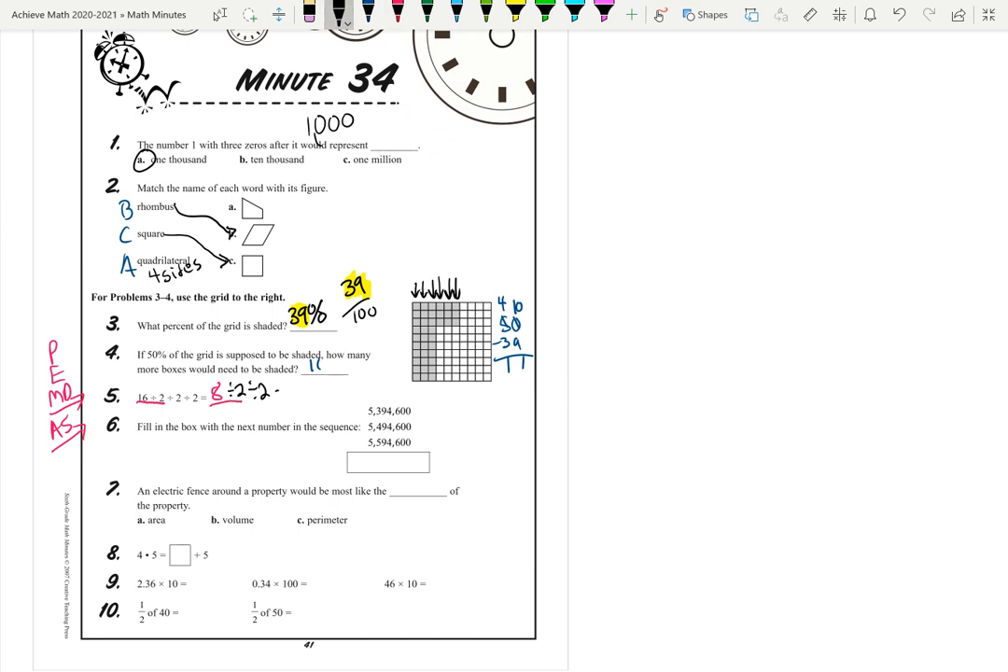Divide. What is half of 8? 4 divided by 2. What's half of 4? 2.